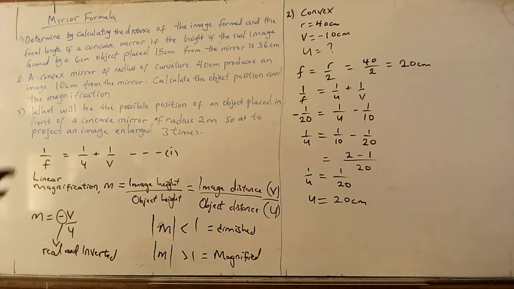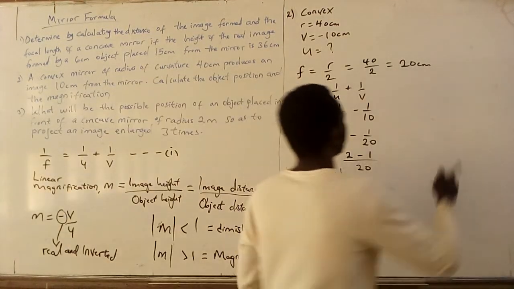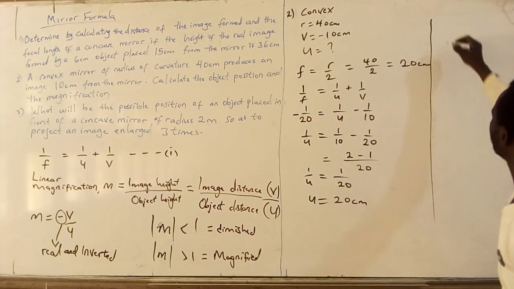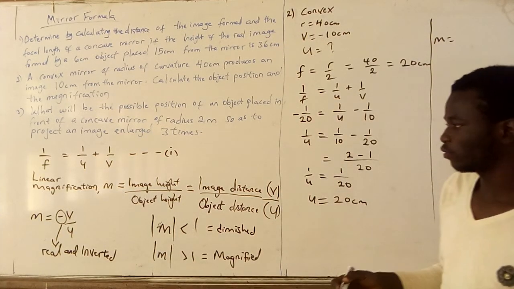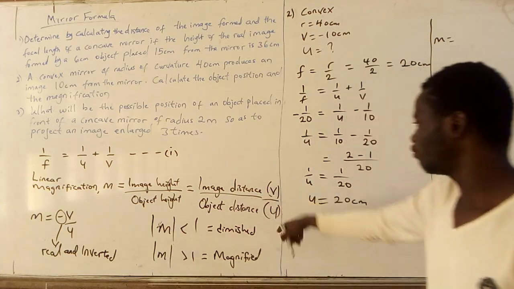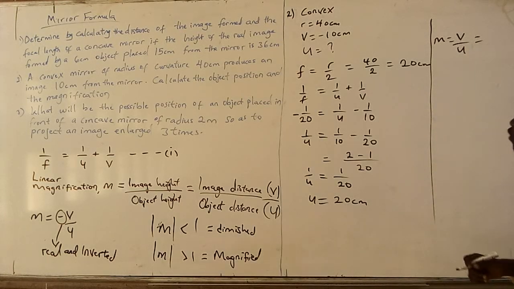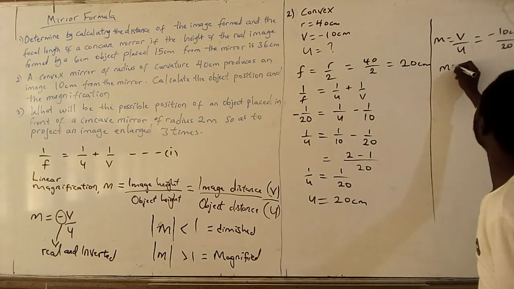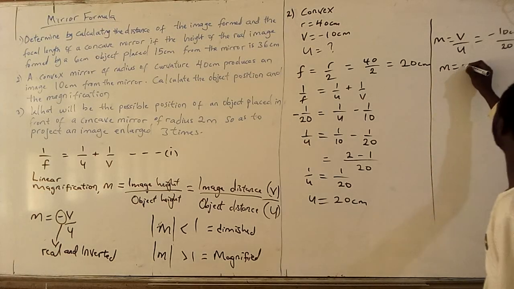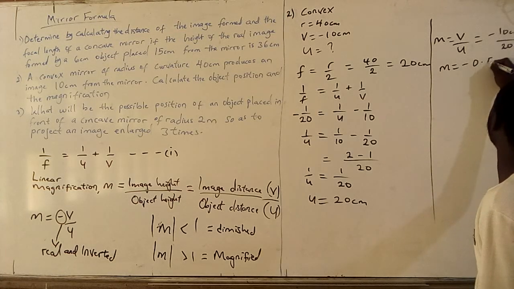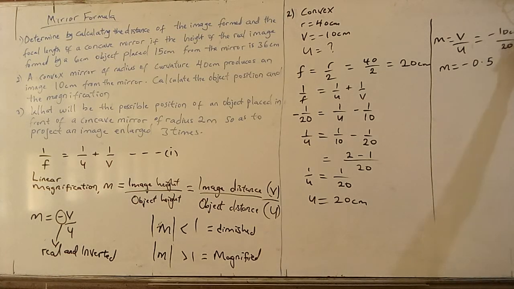Then the next question says we should calculate the magnification. Magnification is image height over object height, which is the same as image distance over object distance. So here I'm having V over U. V is minus 10 centimeters over U, which we just calculated, 20 centimeters. So our linear magnification will be minus 0.5. This doesn't have units, you can see clearly that the centimeters cancel, so there's no unit.